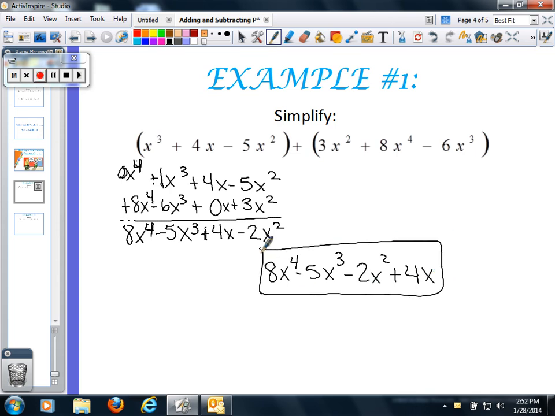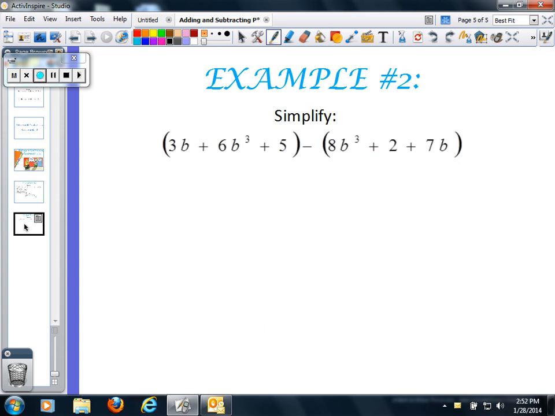Okay? So that's really all there is to adding. Whenever we add, remember the variable and the exponent stay the same. All that changes is the coefficient of that variable. Okay. So now let's go ahead and go to number 2.